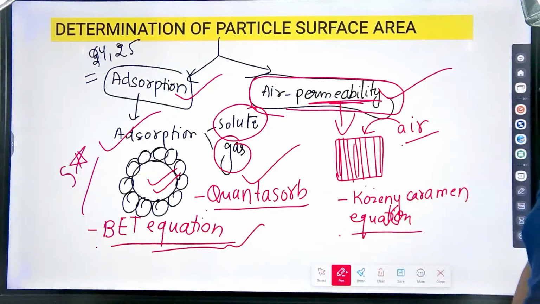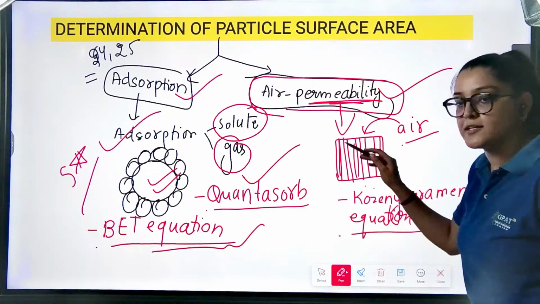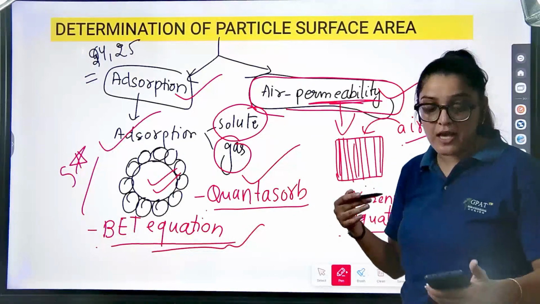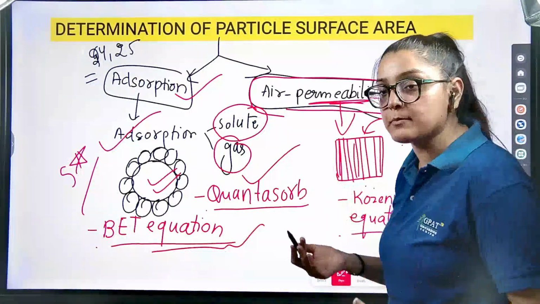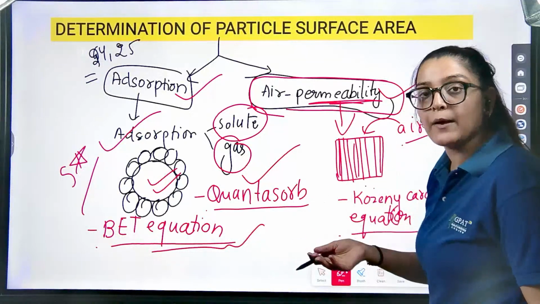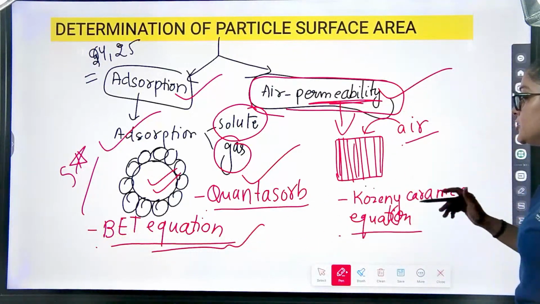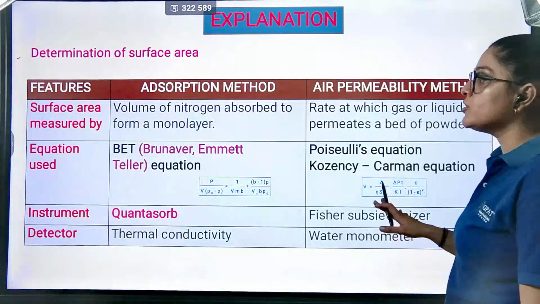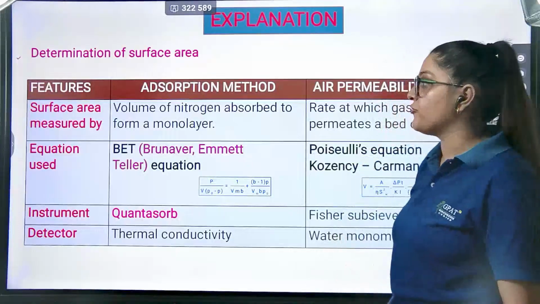Then we have the air permeability method. In the air permeability method, there are a series of capillaries in which the powder is packed, the powder of which the surface area is to be determined. Then the air is passed and the estimation of the gaps and the surface area is made using the GGSw equation. Okay, so this is what we have learned so far.